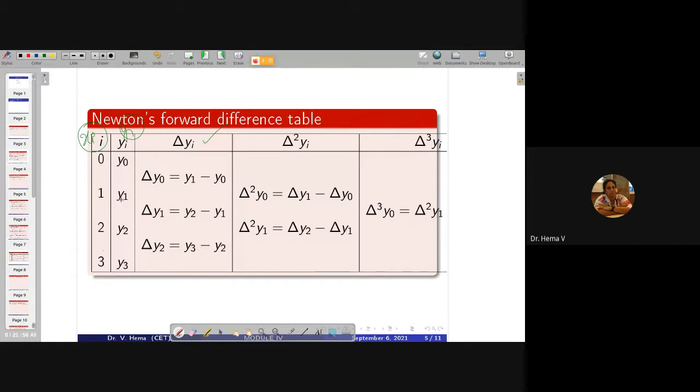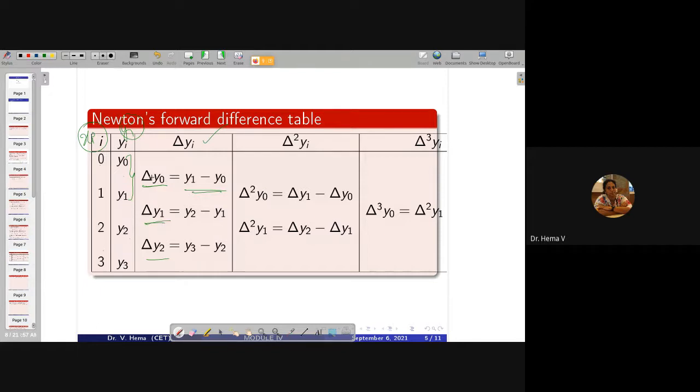Now delta yi, I told you, is the first order differences. So delta yi means delta y0, delta y1, delta y2. Delta y0 is the difference of the intermediate values, say y1 minus y0. That should be written in the middle of the second column, in between y0 and y1. So the second value is y1, y2.